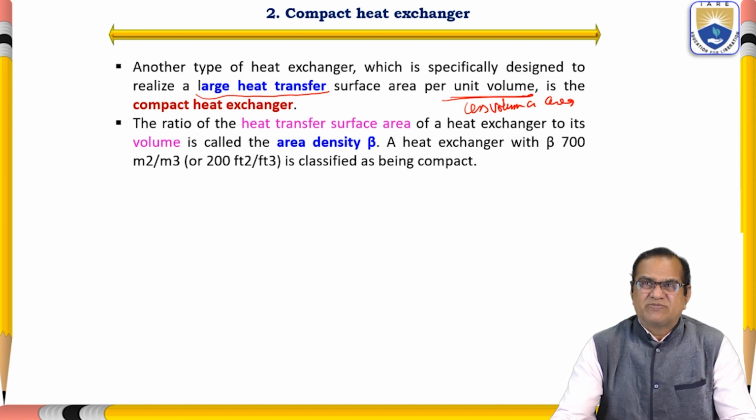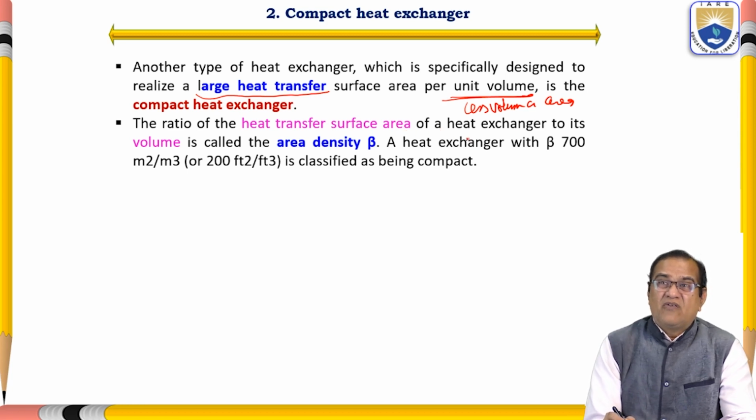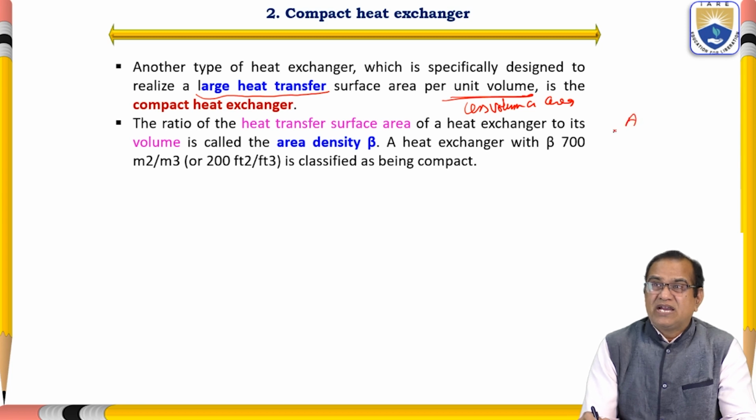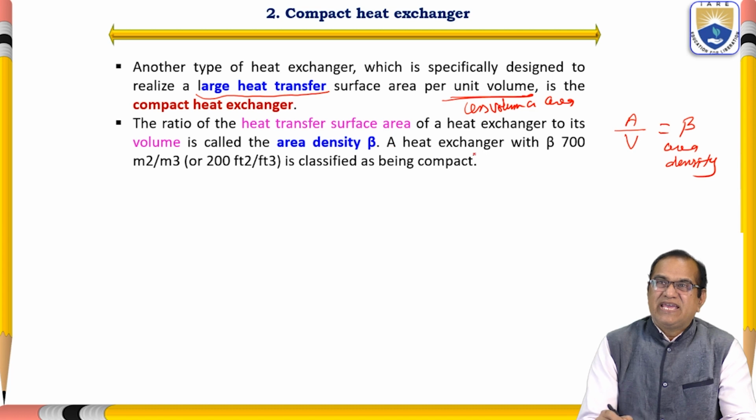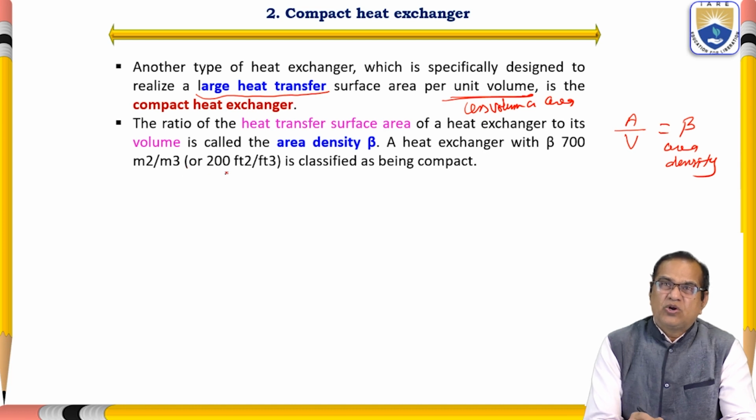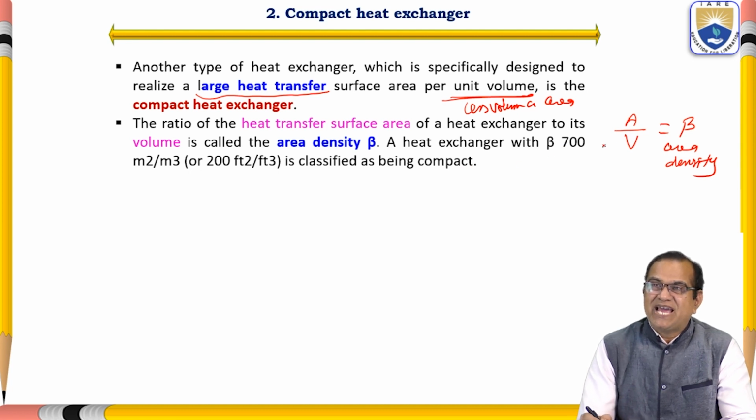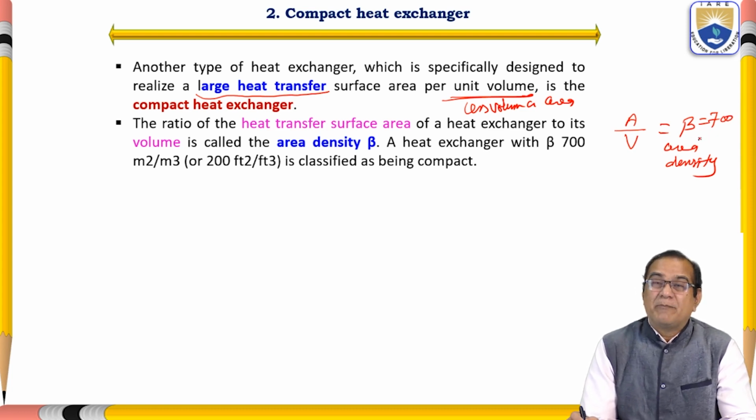The ratio of the heat transfer surface area of a heat exchanger to its volume is called the area density, beta. So area divided by volume is called beta, and this beta is called the area density. A heat exchanger with beta greater than 700 meter square per meter cube, or 200 feet square per feet cube, is classified as being compact. So if the beta is 700, then we can say that it is a compact one.